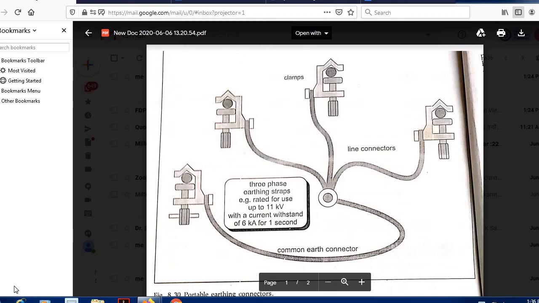Hope you are not fed up with these lectures and these details. But whatever we have to go through the syllabus, and we are going through the syllabus, so we have to do it. Okay.